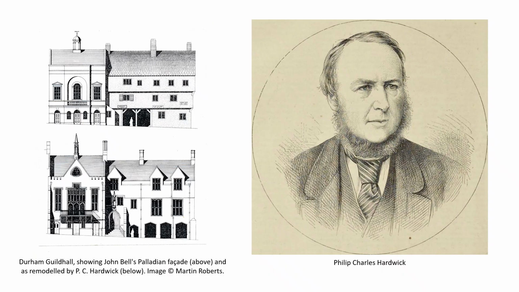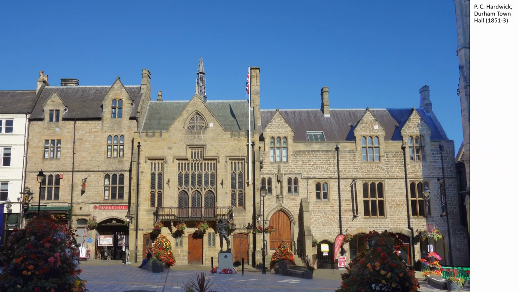By the 19th century, the Guildhall had become too small to function effectively, and a Gothic town hall was built around it, to designs by Philip Charles Hardwick. As part of this process, the Palladian facade was Gothicized, as we can see in this second drawing by Martin Roberts. This is Durham Town Hall today, which is convincingly medieval and refreshingly modest for a Victorian town hall, given how bombastic some of these buildings could be.